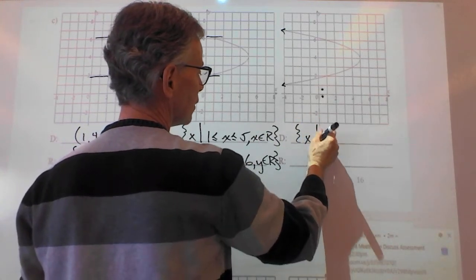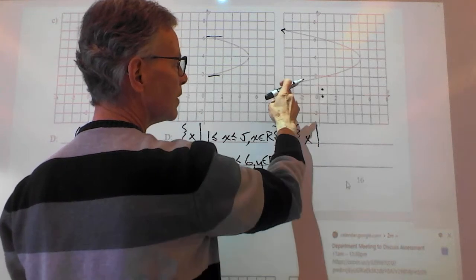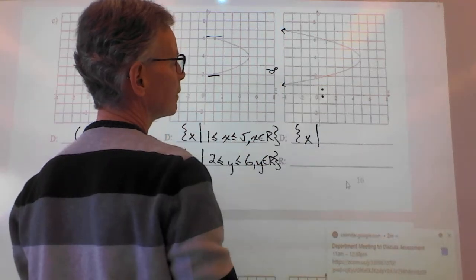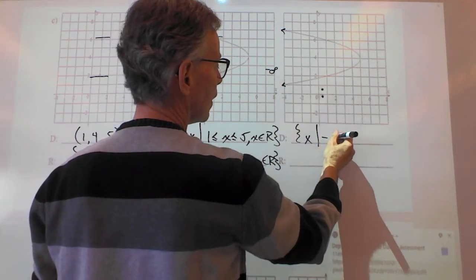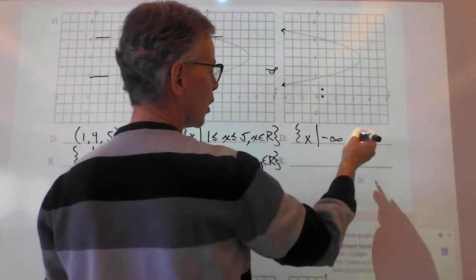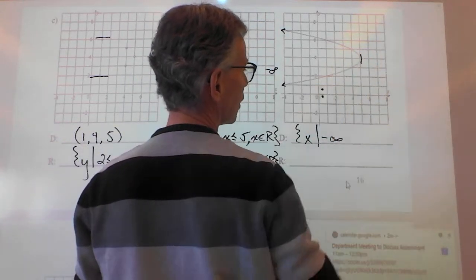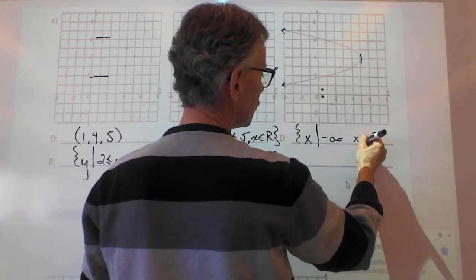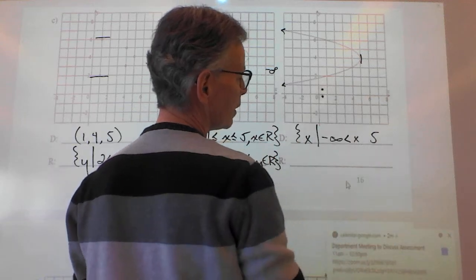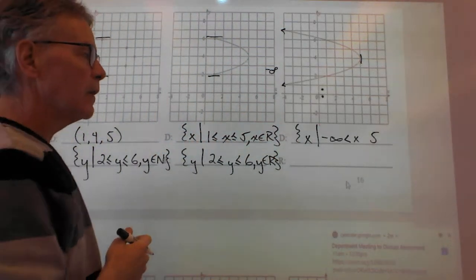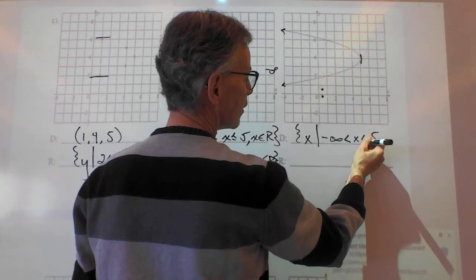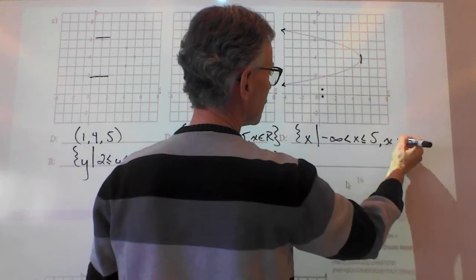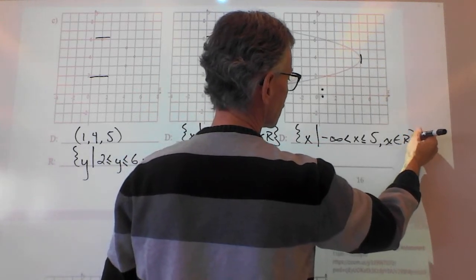So again, x such that, now in this case, the extreme left is actually negative infinity. Our extreme to the right is at 5, and x is in between them. It has to be greater than negative infinity. It can't equal negative infinity, and less than or equal to 5. And again, since we have a solid line, we say x is an element of the set of real numbers.